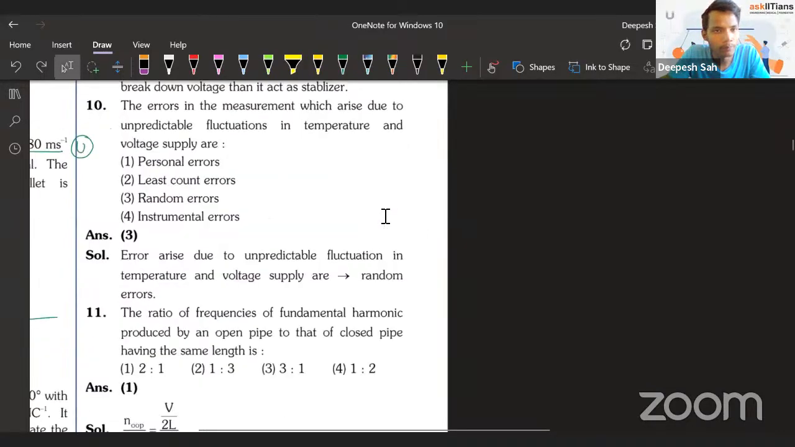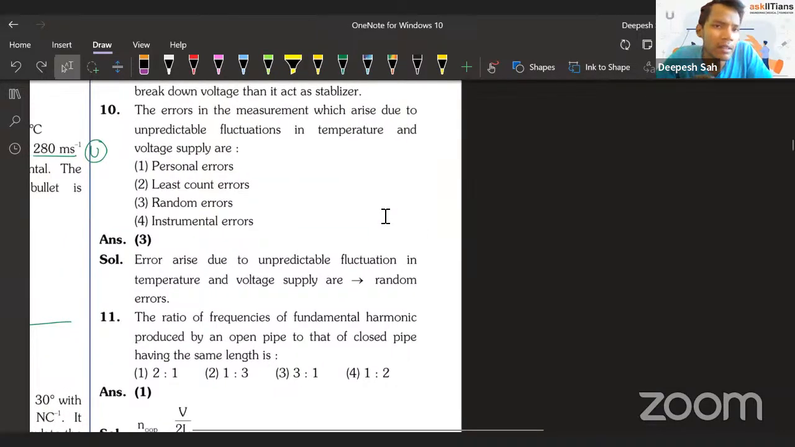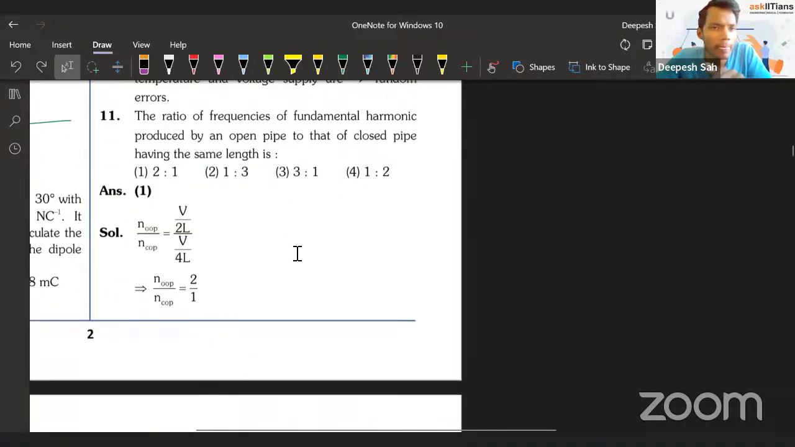Next is the errors in measurement which arise due to unpredictable fluctuations in temperature and voltage supply are known as random errors. Okay, this is again a straight up question.